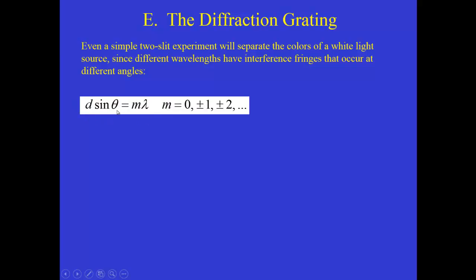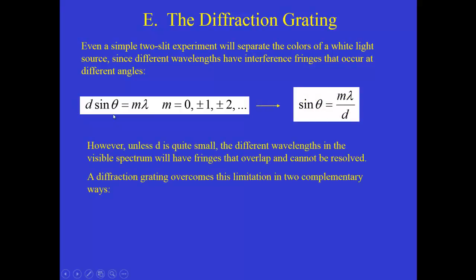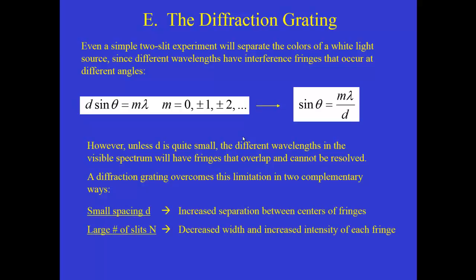If we solve for the angle, you can see that it depends on the slit spacing d, but it also depends on the wavelength. So in principle, different wavelengths will appear on the screen at different angles. However, what happens in practice is, unless d is really small, the different wavelengths in the visible spectrum will have fringes that overlap and can't really easily be resolved. And so a diffraction grating overcomes this limitation in two ways.